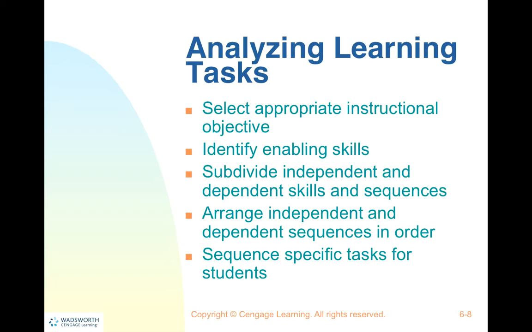So we select an instructional objective that's appropriate in difficulty. We begin to identify enabling skills that help students build up to understand that objective. We divide up independent and dependent skills so that we can begin to break that down, and then we arrange an order that is appropriate, and then begin to sequence specific tasks for students.